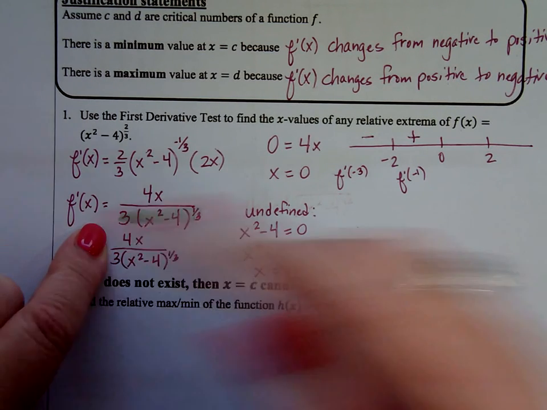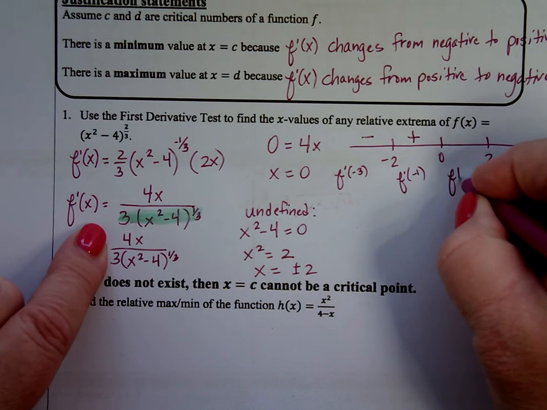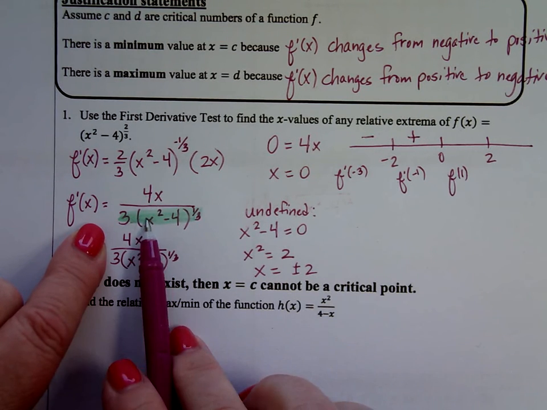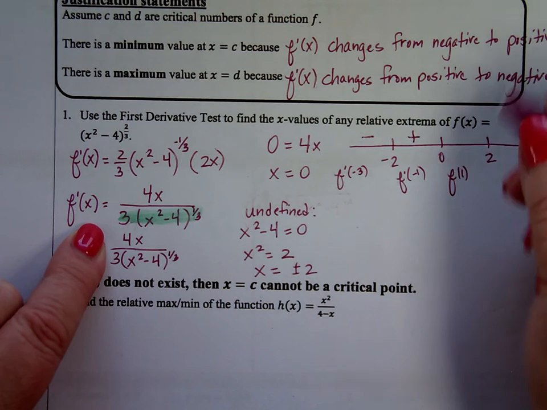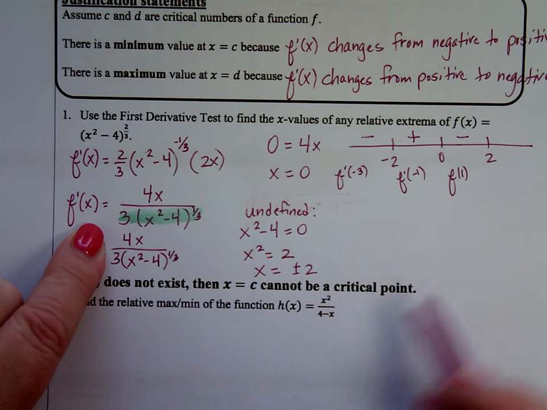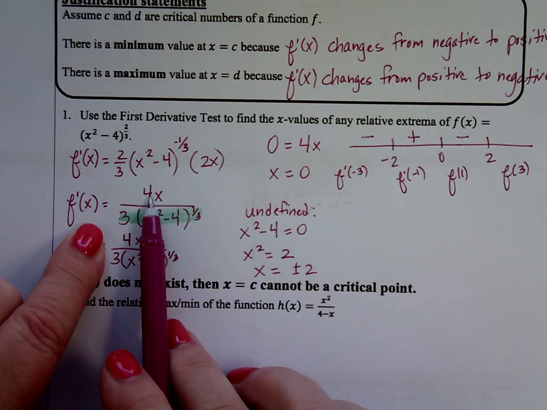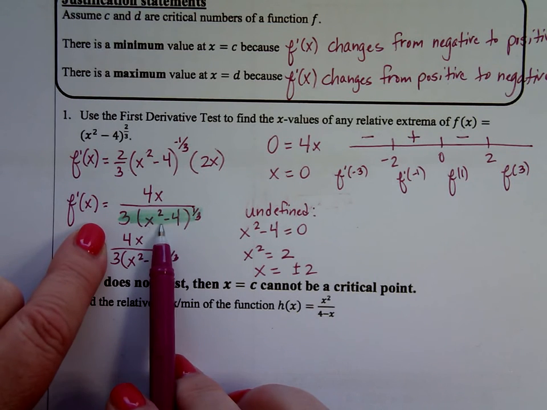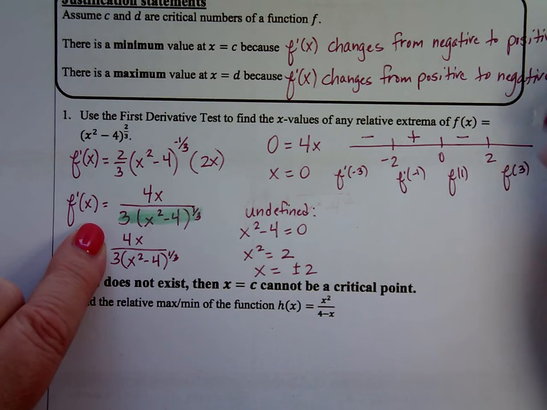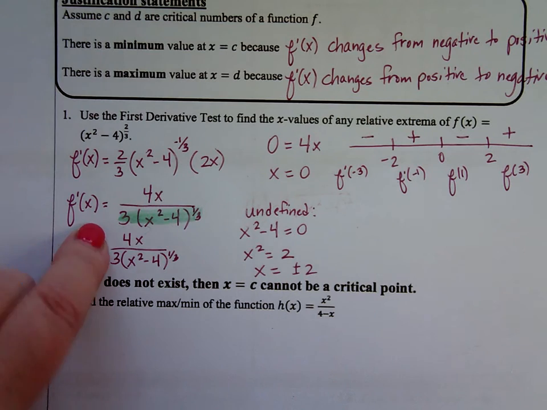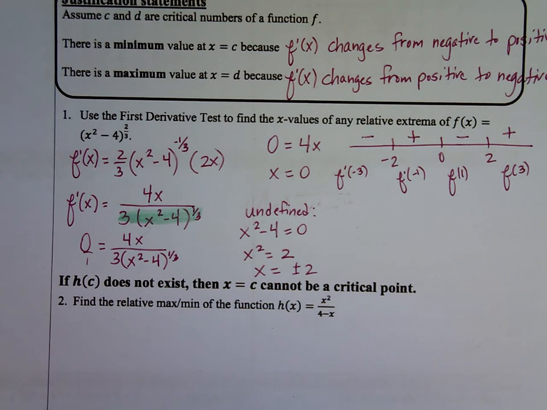If I go shopping over here for f of 1, put a 1 in here, I get a positive on top, I get a negative on the bottom, so that's going to be negative. And if I do f of 3, that's going to be positive 12. It's going to be positive 5, so this would be a positive on the bottom. So you're just plugging it in just to see if you get a positive or negative.